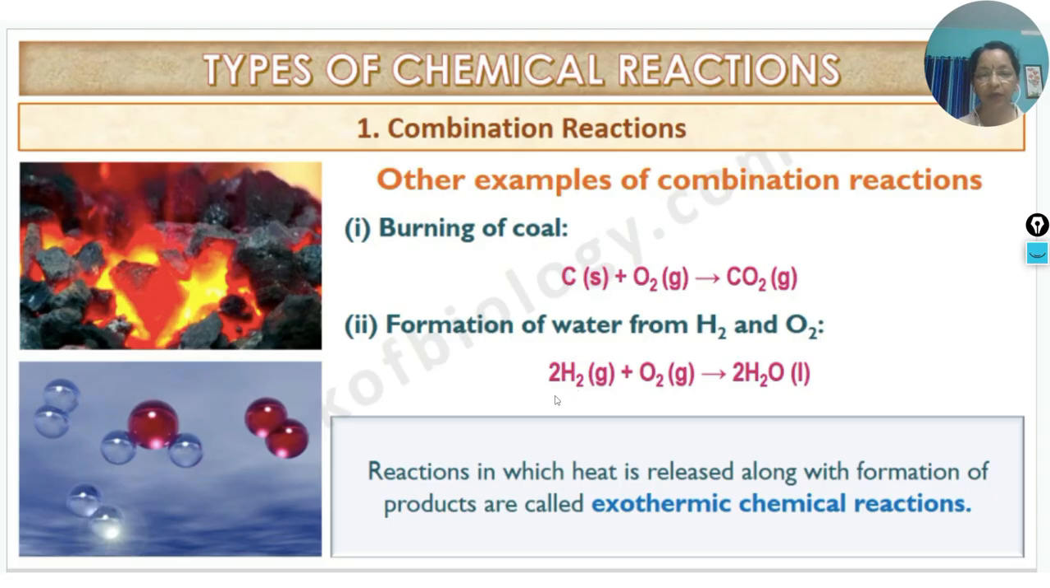Then burning of hydrogen, another fuel. It combines with oxygen to produce water. Also there is liberation of heat, so this is also an exothermic reaction. So what we have understood is that combination reactions are exothermic as well. They release heat energy during the reaction, so they are also called exothermic chemical reactions.